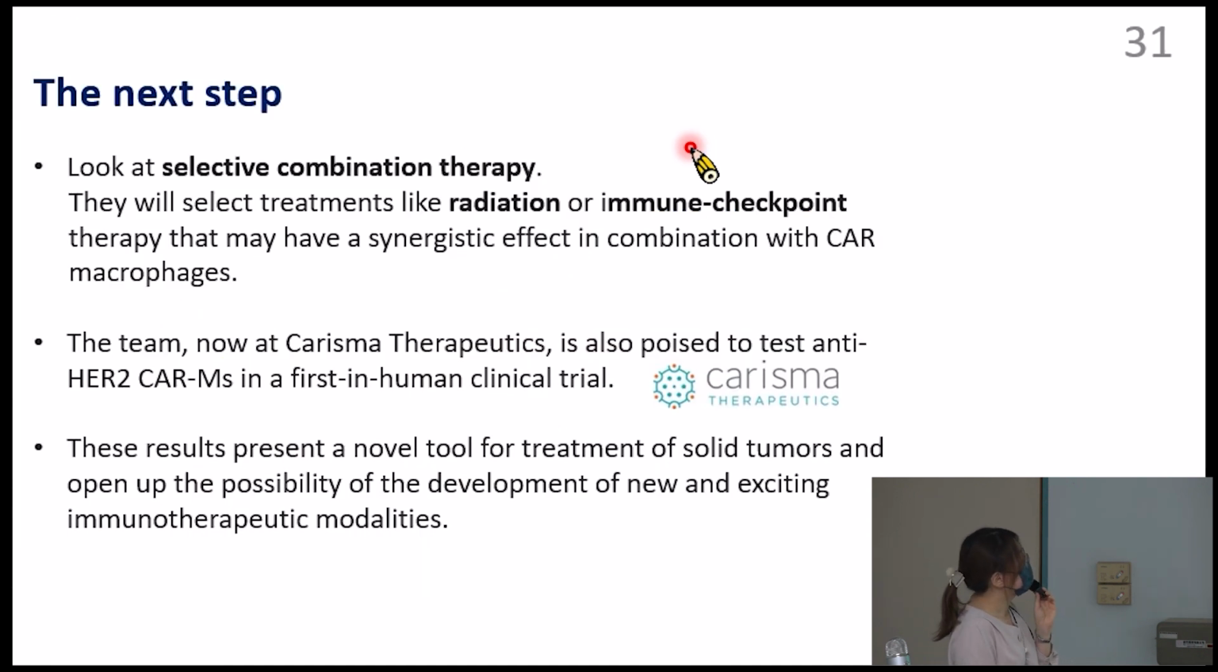So what is the next step? This group says they want to look at selective combination therapy, like radiation or immune checkpoint therapy. They hope the CAR macrophage can have a synergistic effect in combination with these two different therapies. Maybe it can improve them.